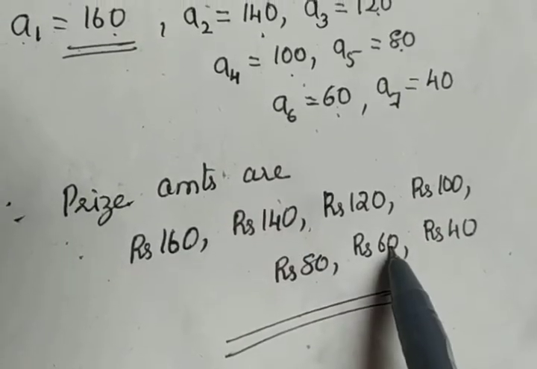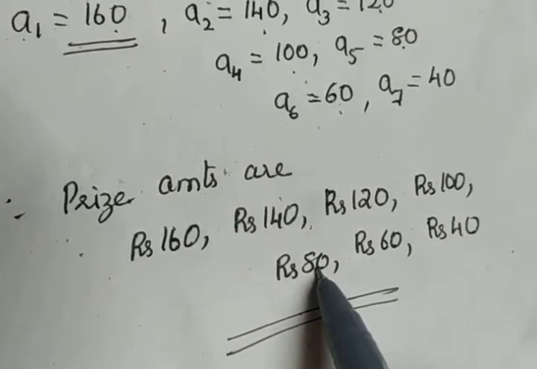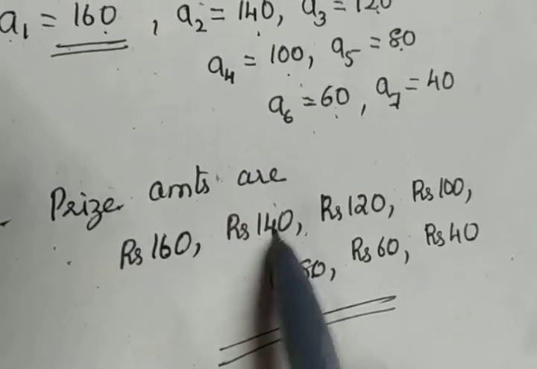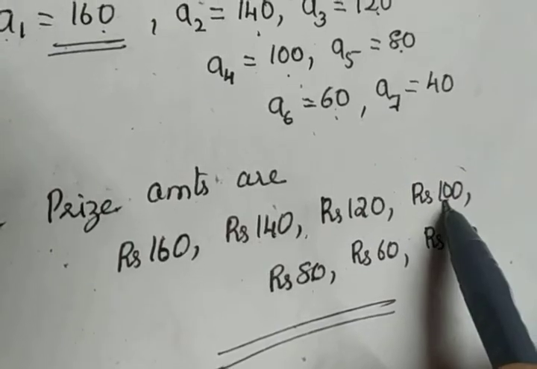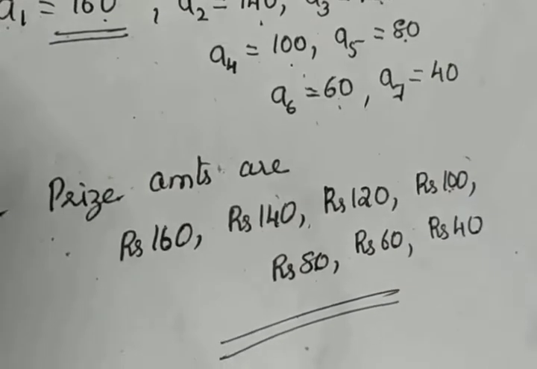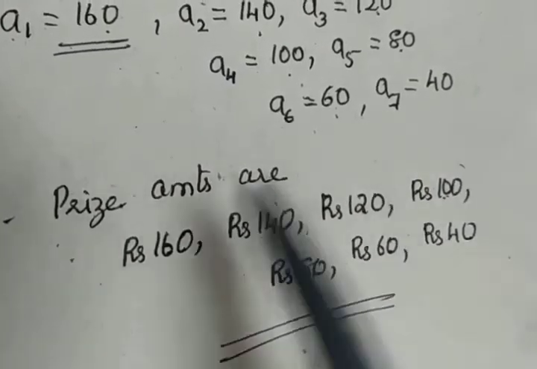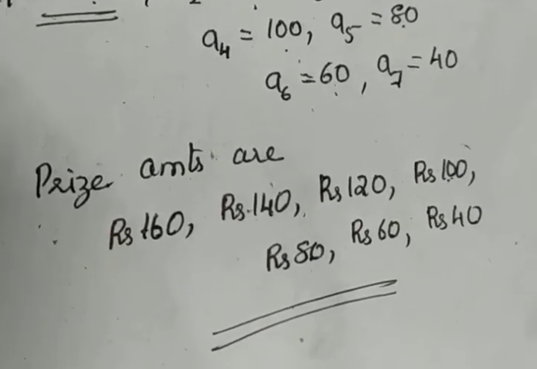If you have any doubt, you just add and see. 160 plus 40, 200. 140 plus 60, again 200. 100 plus 80, 200. So 200 plus 200 plus 200 gives you 600, and there is 100 balance. So plus 100 gives you 700. The total amount was given as 700, and these are the amounts of the cash prizes.